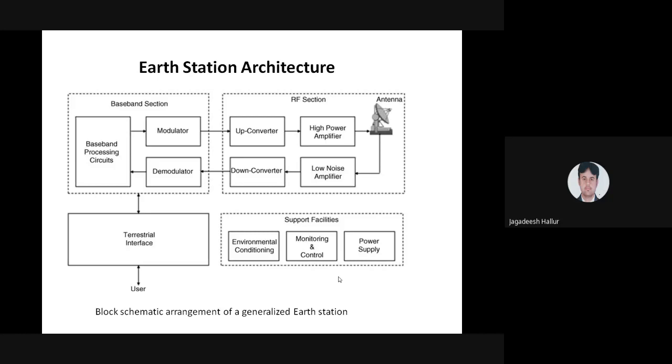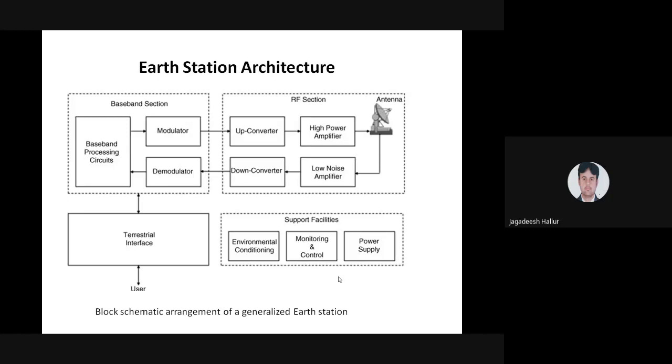And the third block is power supply. In this power supply, what are the two requirements we need? One is your solar panel, one is your battery. That is called the supporting facility. A power supply is nothing but battery and solar panels. If solar panels are not able to give energy to the satellites, one more option is there, that is a battery. The battery is going to give energy to the satellite. So these are the supporting facilities present in the Earth station architecture.